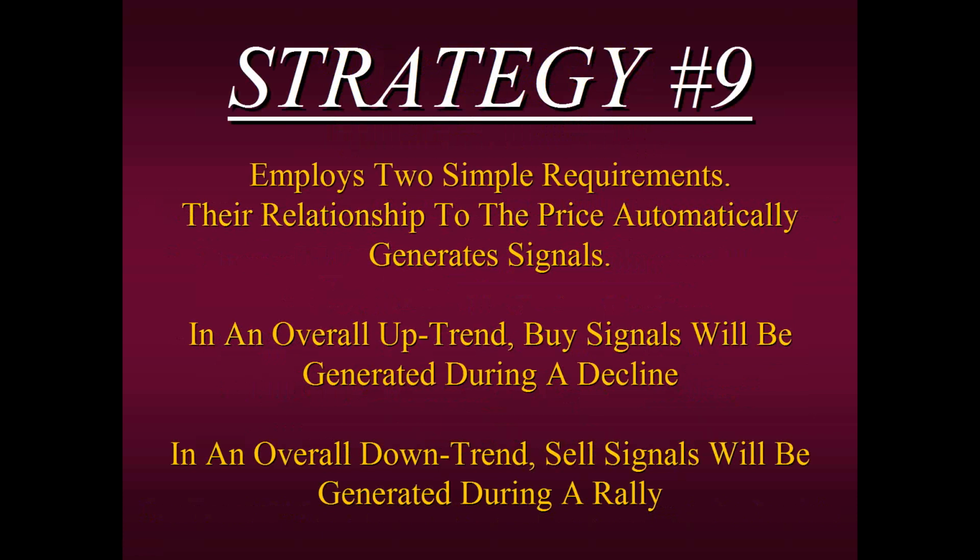Okay? It generates its signals by employing 2 simple requirements. Now, their relationship to the price automatically will generate the signal. So these 2 requirements, their relationship will automatically generate the signals. Now, in an overall uptrend, buy signals will be generated during a decline or the sell-off. In an overall downtrend, sell signals will be generated during a rally.